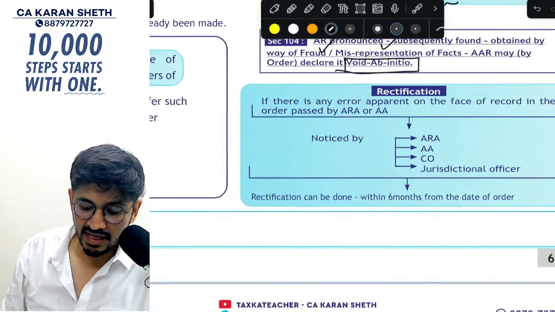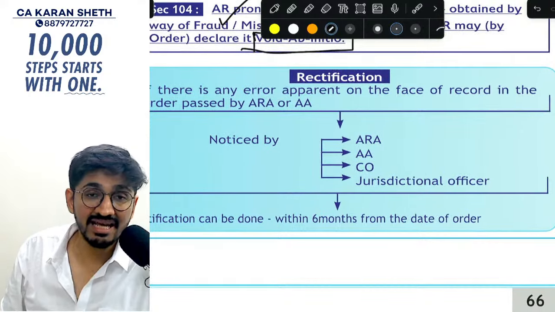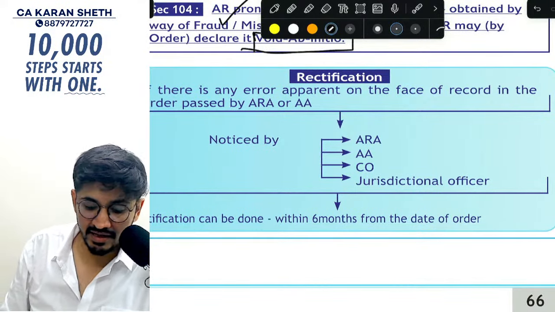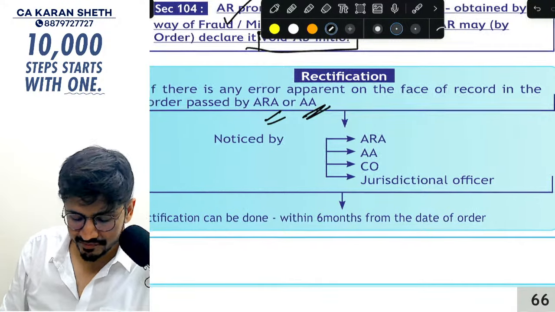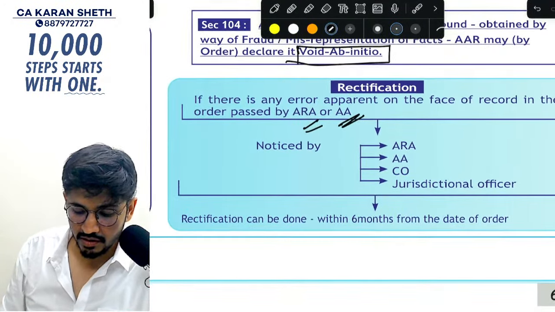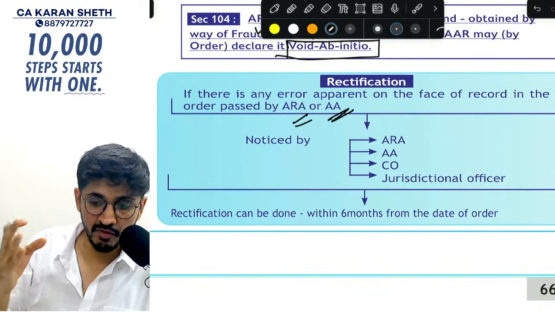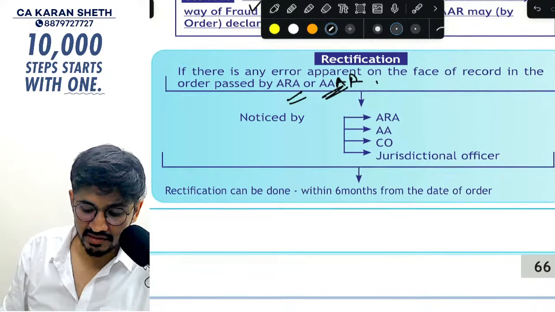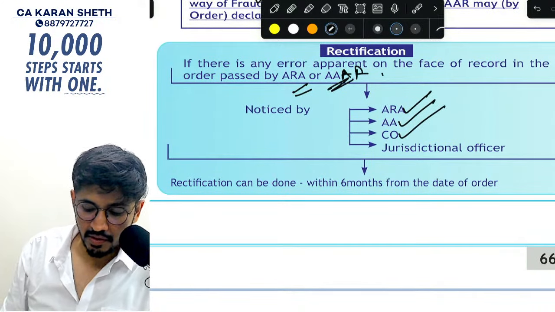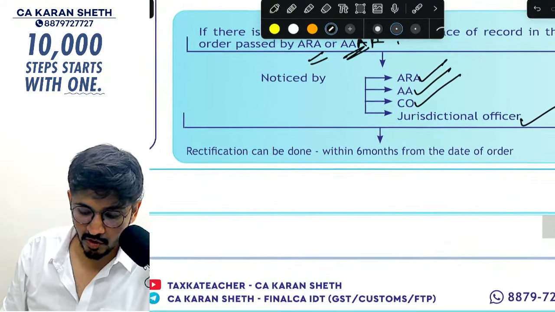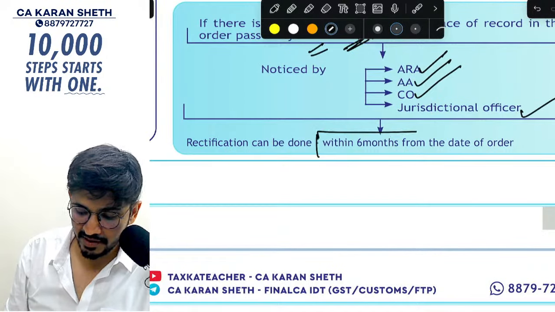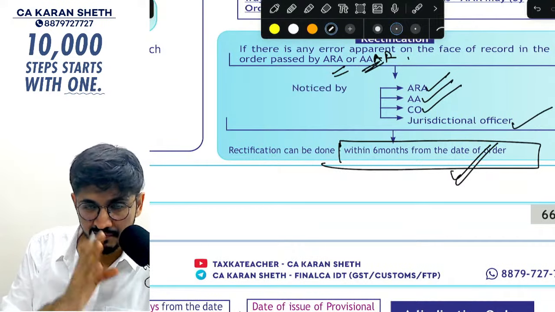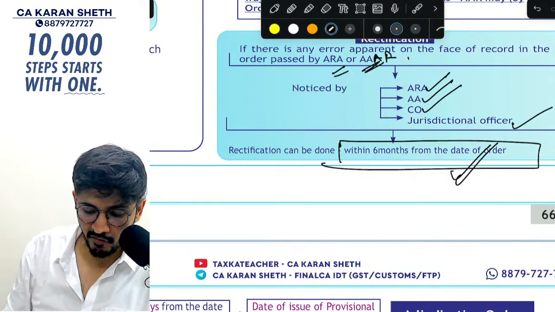Simple. Can it be rectified? Yes. If there is any error apparent on the face of the record in the order passed by ARA, or for that matter, the appellate authority for advance rulings, that is AAAR, which is either noticed by them or the concerned officer or the jurisdictional officer, then rectification can be done within 6 months from the date of order. So remember this, it can be rectified within 6 months from the date of order.